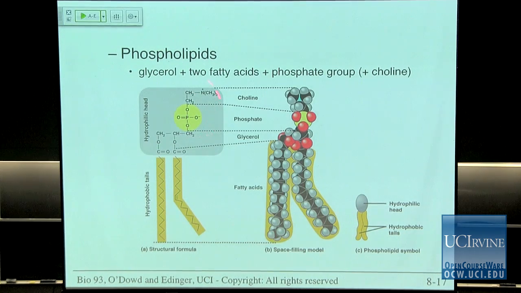Hydrophilic. That's why the head of the phospholipid is hydrophilic, because it has this phosphate group up in this region. Okay, so we have a hydrophilic region of the head because of the functional groups, and hydrophobic regions in the tails because they're dominated by carbon-hydrogen non-polar covalent bonds.